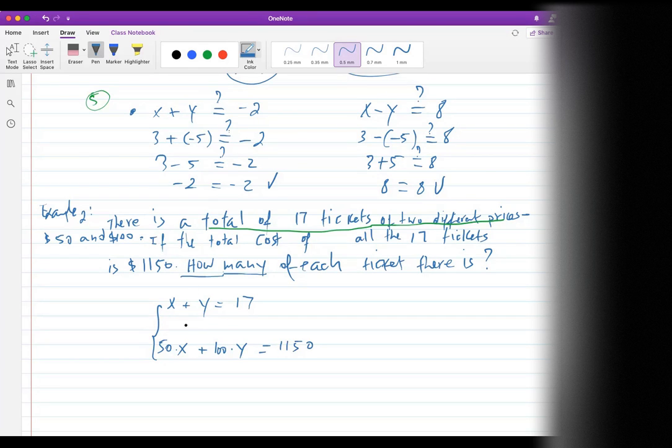So that's basically the system. Again, it's all based on the problem. You have to read it, understand it well, and see how to put all the information into a system. This is pretty straightforward. We have a total of 17 tickets of two different types, two different prices. So X and Y, A and B, whatever. When you add the number of each of the tickets, you get 17. The second one is, to figure out the total here, you multiply the first group by 50 and the second group by 100. Some of them are more expensive than the others. And that's about it. This is the important part. Now we're just going to solve it.